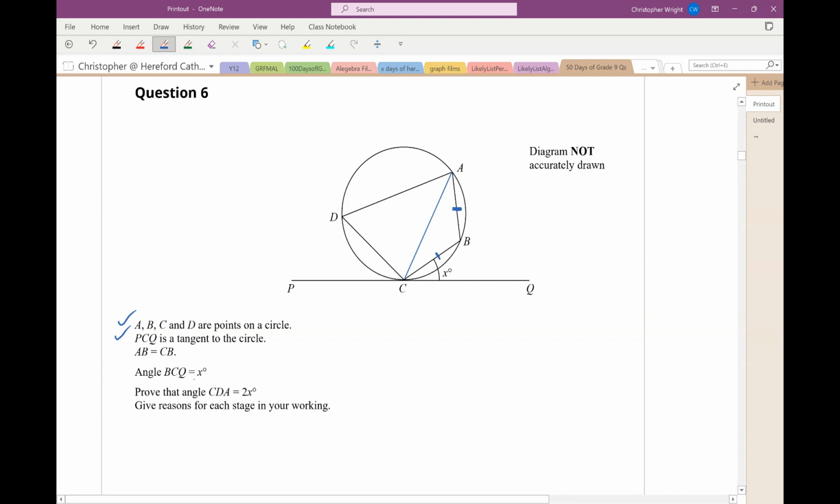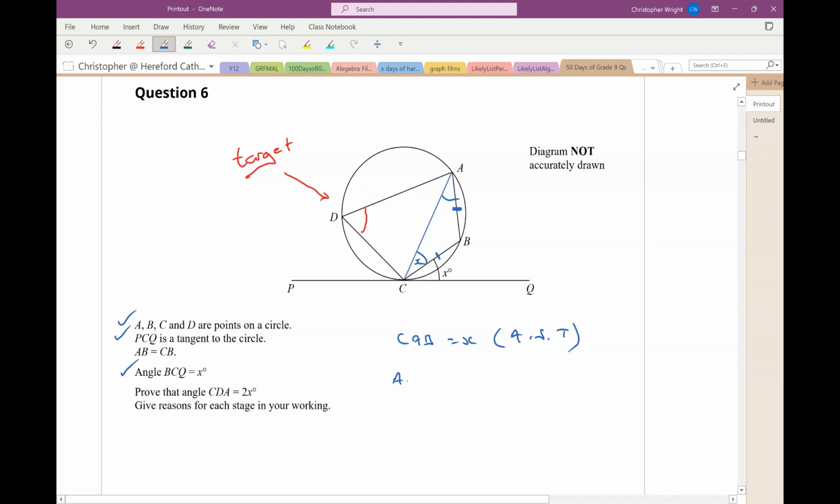Right, angle BCQ is x, that's labelled already. Prove that angle CDA, that's this angle here. So that is our target. And we have to prove that that equals 2x. Let's have a look. Well, the first thing I reckon is that I can find this angle here, angle CAB. Well, that's x because of the alternate segment theorem. Okay, and now, therefore, this angle here is also going to be x, right? Because that's an isosceles triangle.